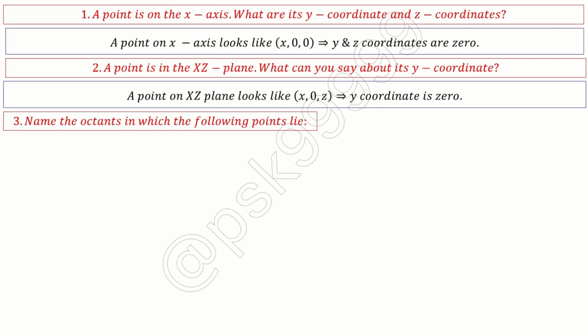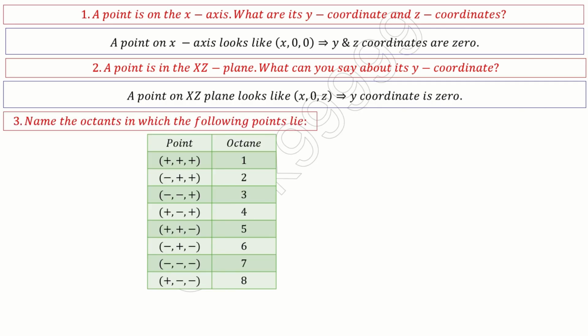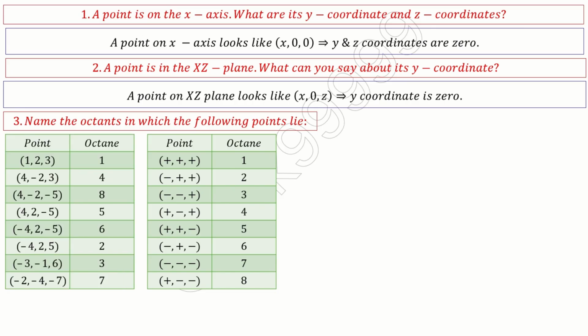Next. Name the octants in which the following points lie. I told you the trick for how to do it. First assume that it is a two-dimensional space and put positives and negatives for x and y. Then you add the first four quadrants with only positive z, and call them 1, 2, 3, 4. Then just repeat exactly, the only thing is z will be negative in this. So this is the table I put here. You just use this one. It's very simple, you can do it yourself.